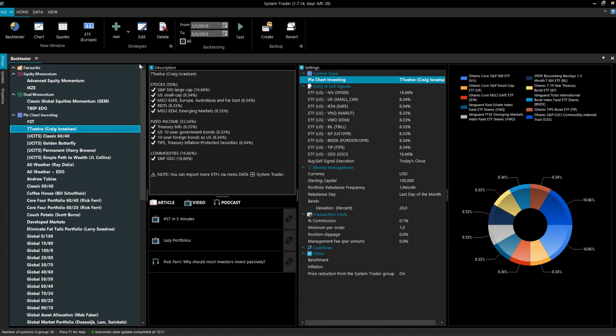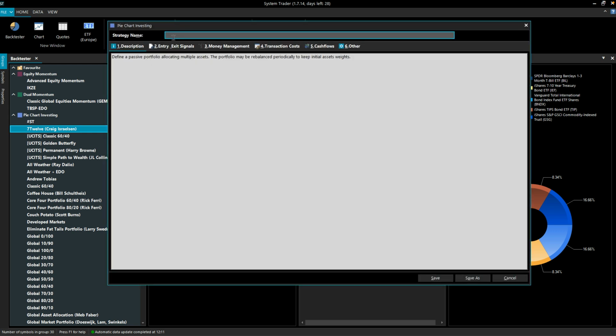And as I mentioned at the beginning, let's build a simple passive portfolio. Click on the button Add and Pie Chart Investing because that will be a passive portfolio. And let's say that we want to have an 80-20 portfolio, which means that we will have 80% of global stocks and 20% of bonds.